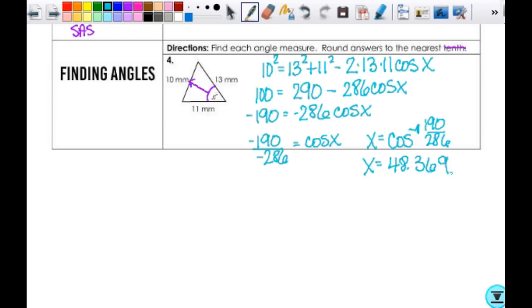48.369. So do I put a degree sign on here? Well, it says find the angle measure, so our angles are measured in degrees. However, if I put a degree sign on this, and then I substitute it in here, I'd have the degrees to the degree power be like degrees squared, which makes no sense. So technically, x is just 48.369 because the units are already in here.